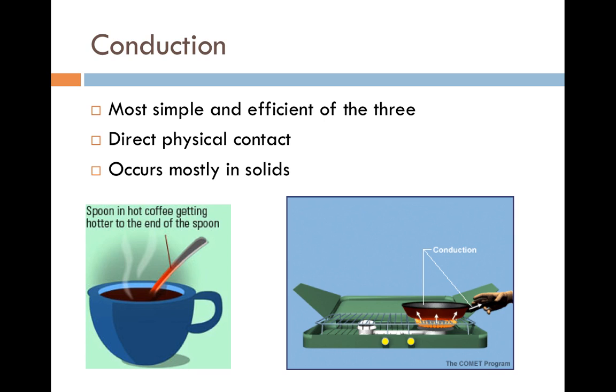Another common example is heating a pan. The pan comes in direct contact with the burner and passes heat. You would also feel conduction when you hug somebody that's warm. If you come from outside and it's really cold, you go and hug somebody, you are transferring heat through conduction to warm yourself up.